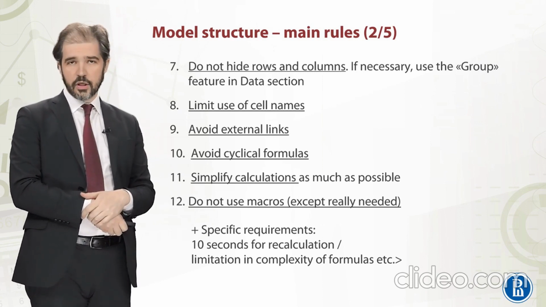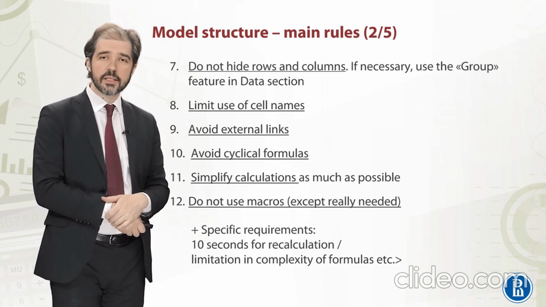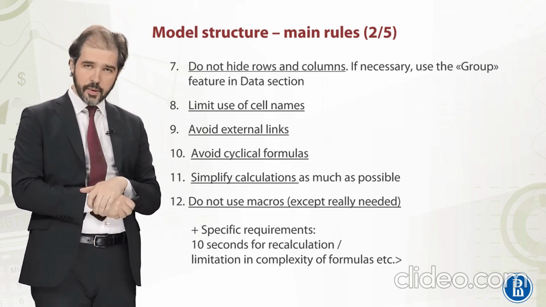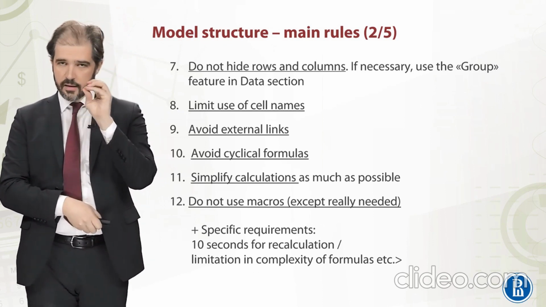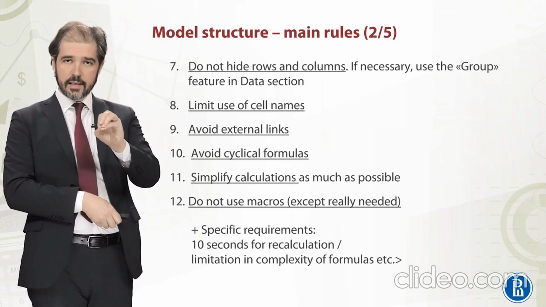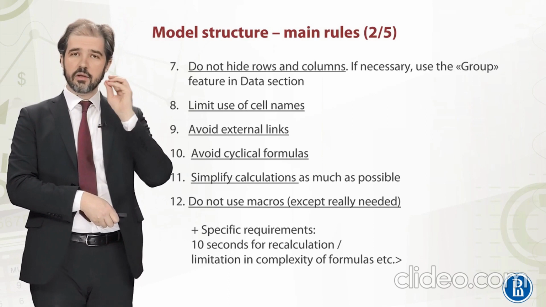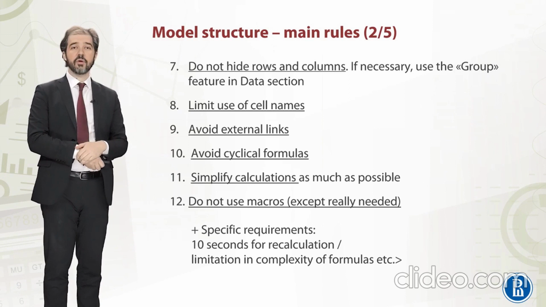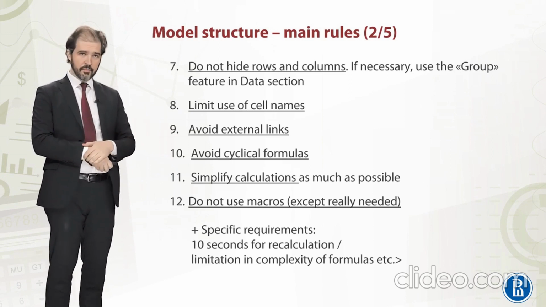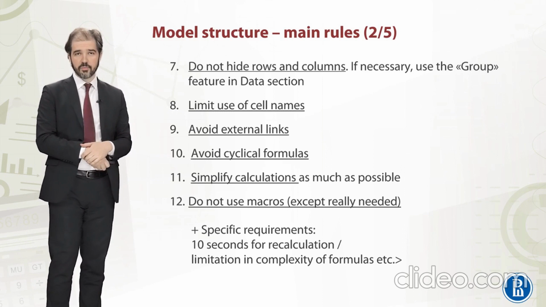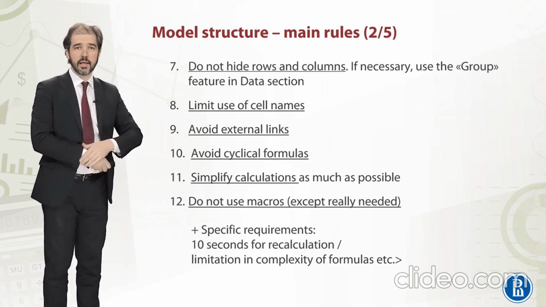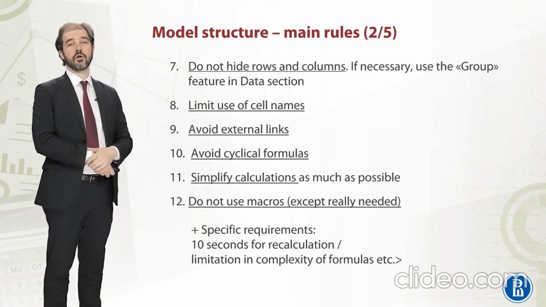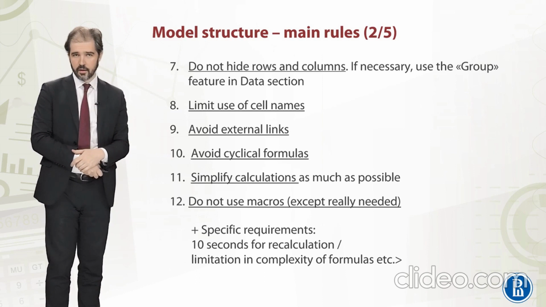Then we need to limit the use of cell names, groups of cells. Sometimes people use this. For example, they say this is not cell B7, but this will be VAC. And this will be IRR, this will be NPV. So they assign different names to different cells. This is possible, but this list of names should not be so huge, otherwise it will again be difficult for you to navigate throughout your model.